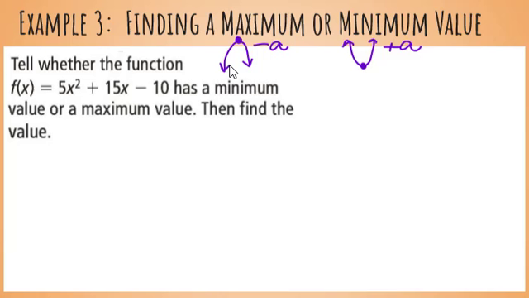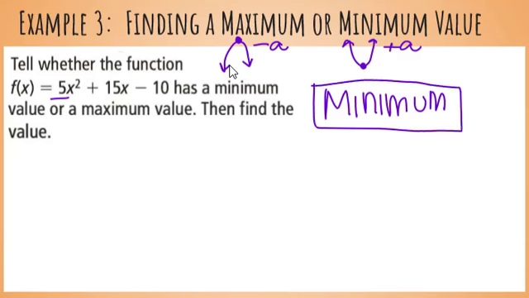So for this problem, we need to tell whether the function has a minimum or a maximum and then find that value. So when we look at our a value here, we have positive 5. So if our a value is positive, that means that we're going to have a minimum. So now we need to calculate what that minimum value is, which is basically finding your vertex. So we're going to start by using that axis of symmetry formula because that also tells us the x value of our vertex. So we have negative b over 2a.